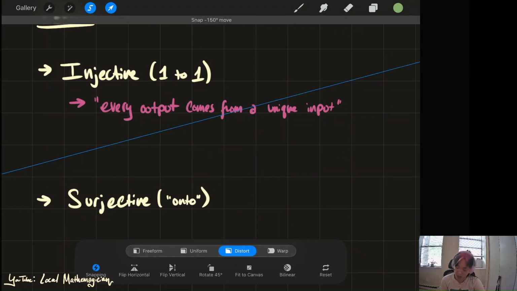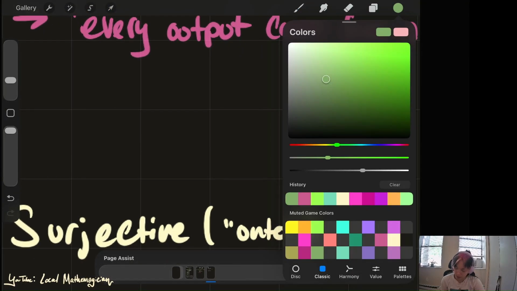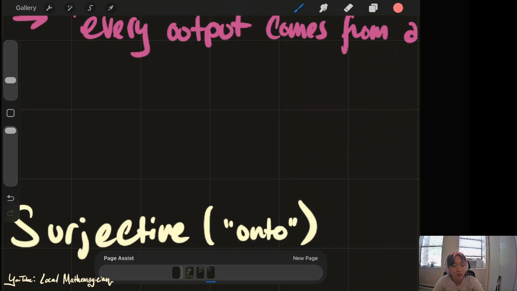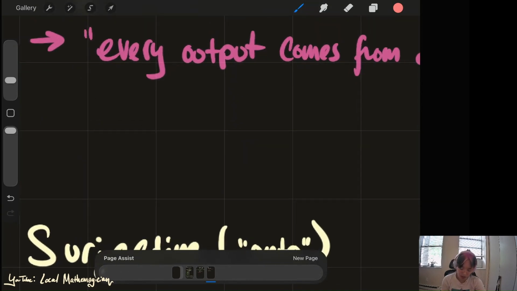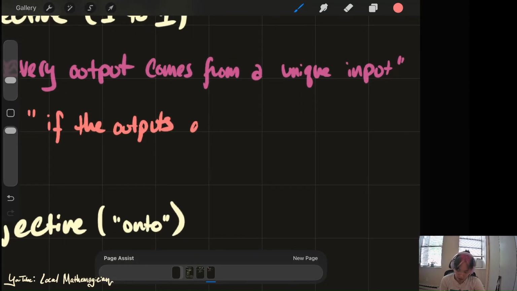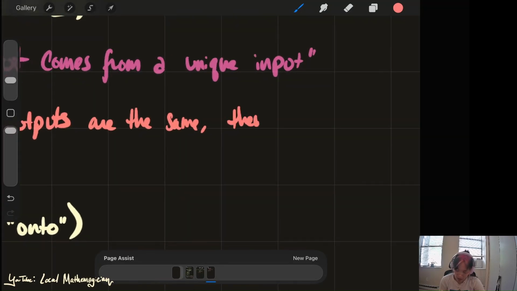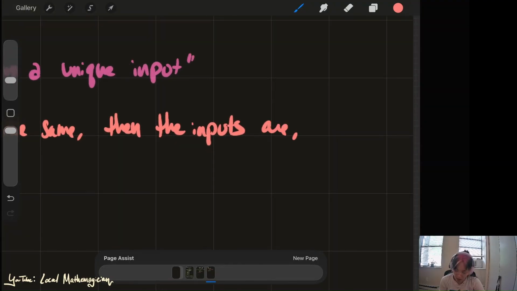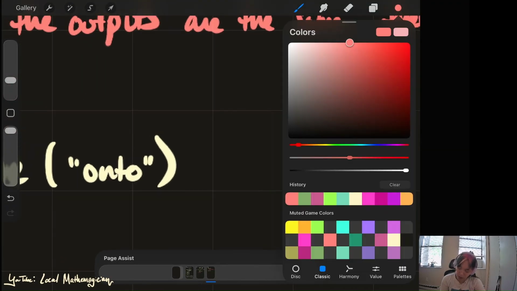So big picture, for example, one way to say this is if the outputs are the same, then the inputs are too. Okay. Let's do an example.